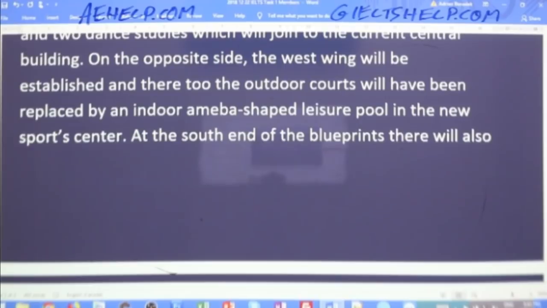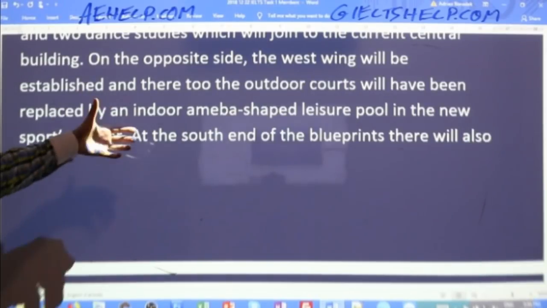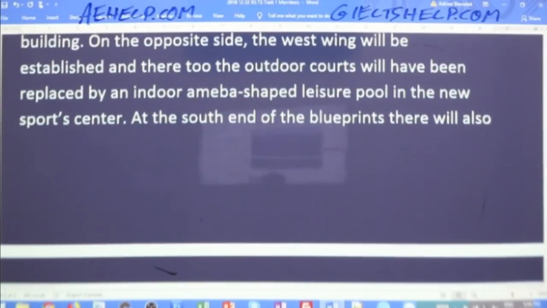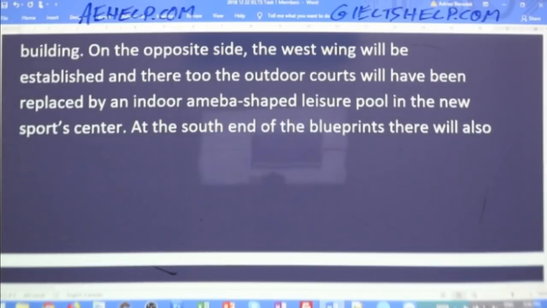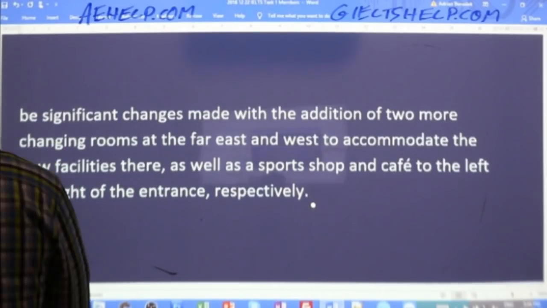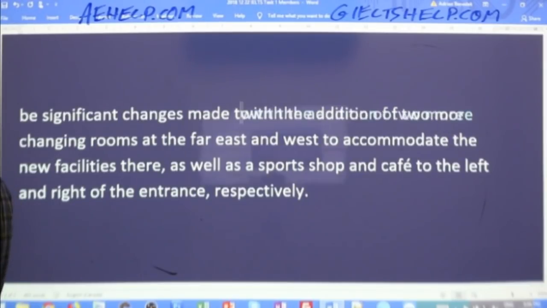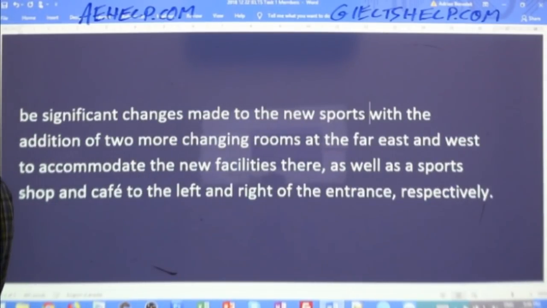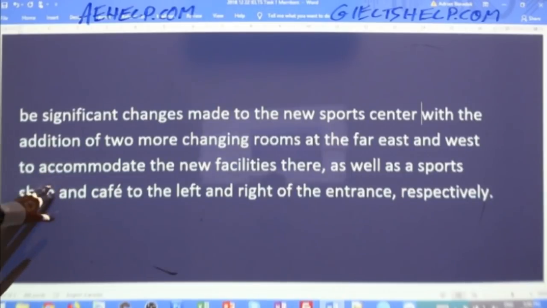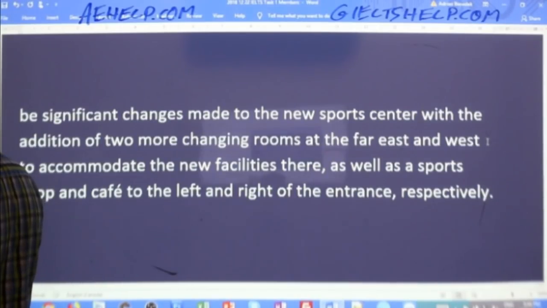break it into 2 sentences if you're having trouble writing it this lengthy. Don't worry if you can't do it in 1 sentence, just do it in 2 sentences. But here, what I did is I explained the change to the south portion of the building. So at the south end of the blueprints, there will also be significant changes made with the addition, to be even more correct, changes made to the new building. With the addition of 2 more changing rooms at the far east and west to accommodate the new facilities there, as well as a sports shop and cafe to the left and right of the entrance, respectively.